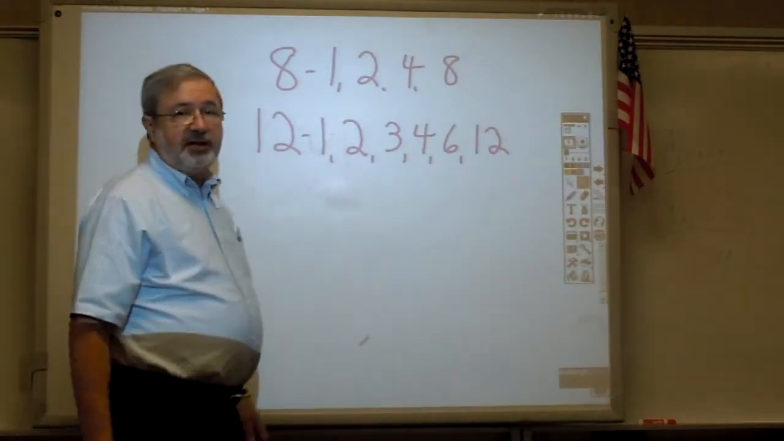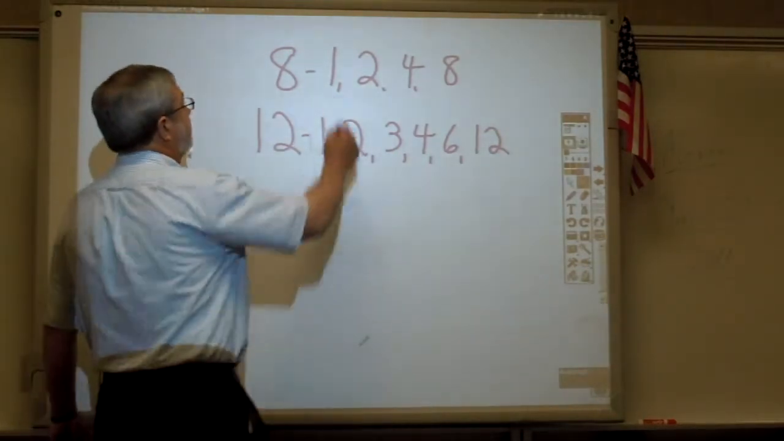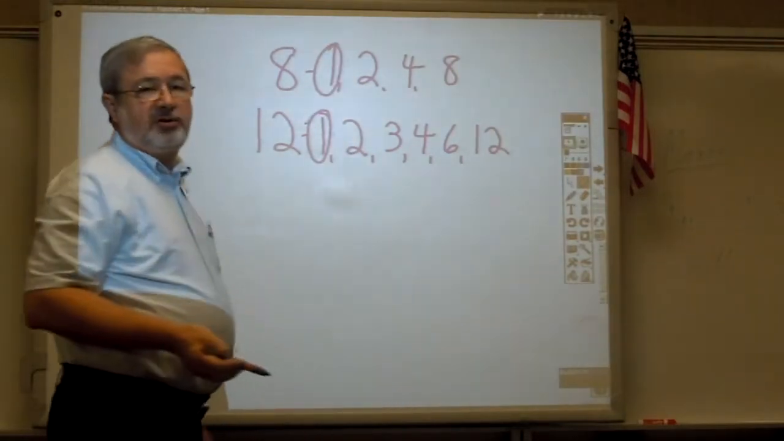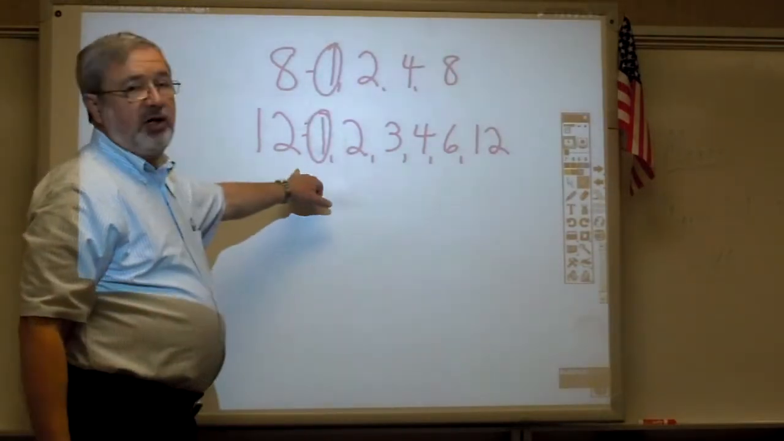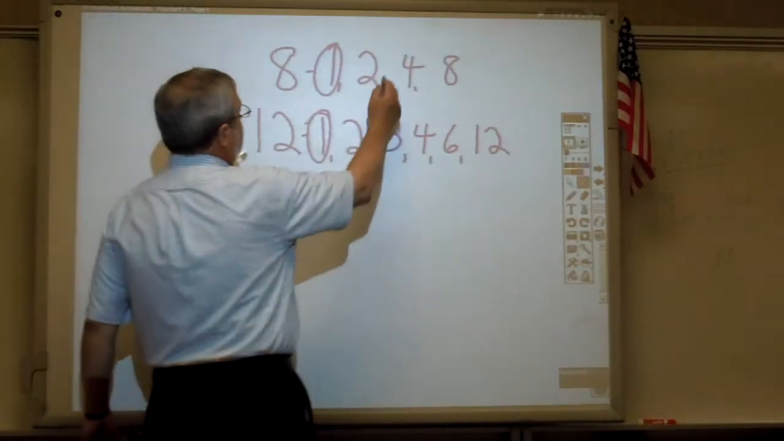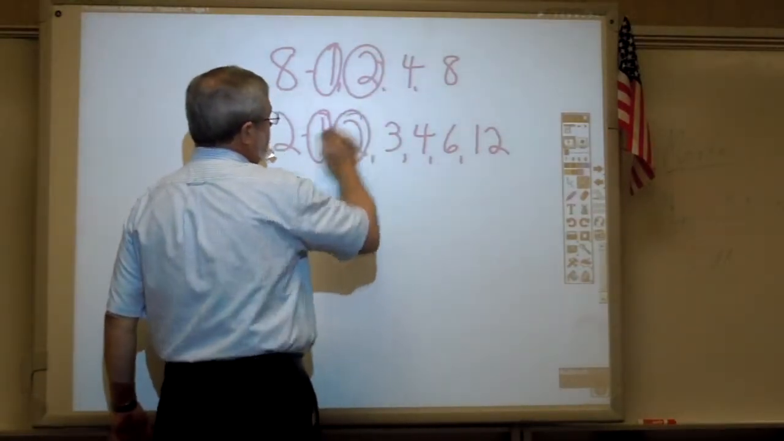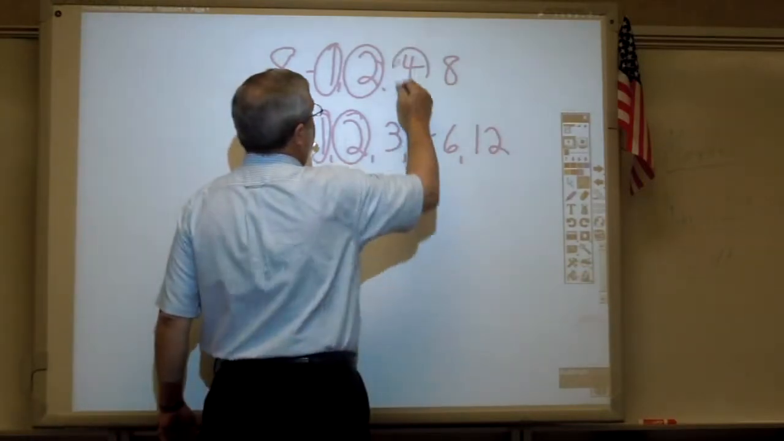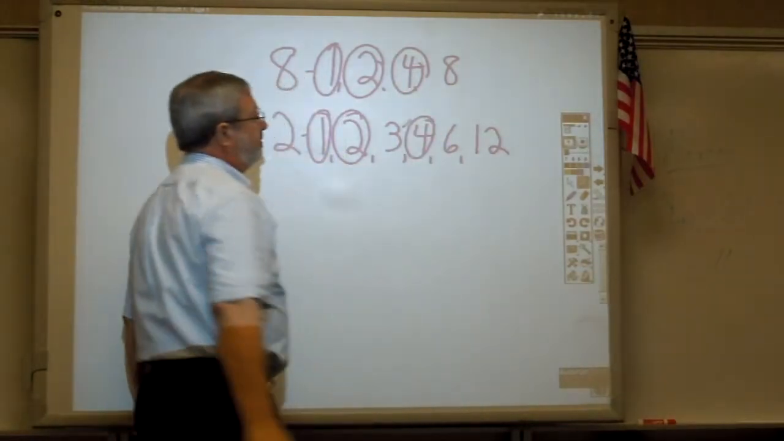Now let's go back and check and see which ones are common. One, of course, will always be common, regardless of what your numbers and factors are. Even numbers, so 2 is going to be a factor of both. We can circle that one. And we also see that 4 is common to both.